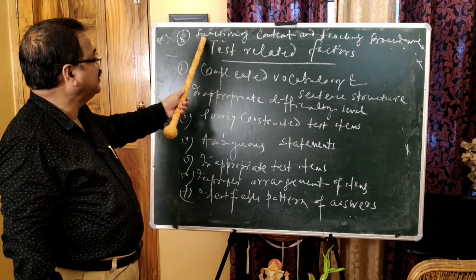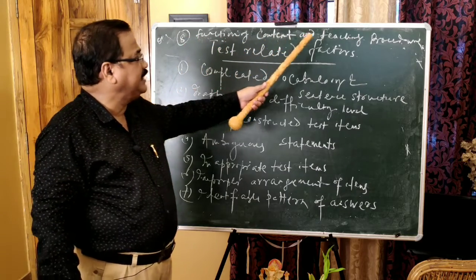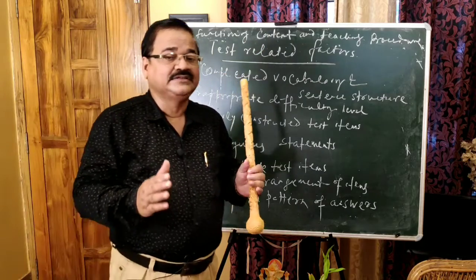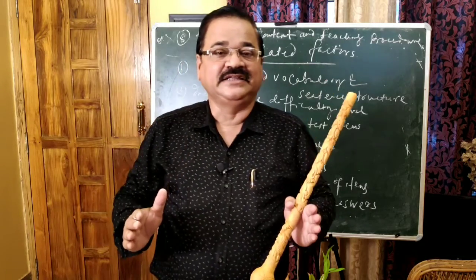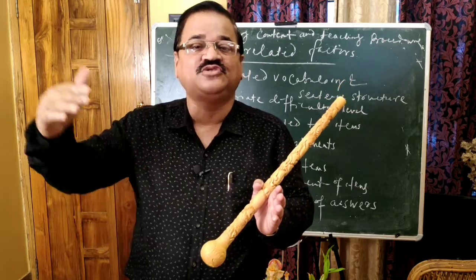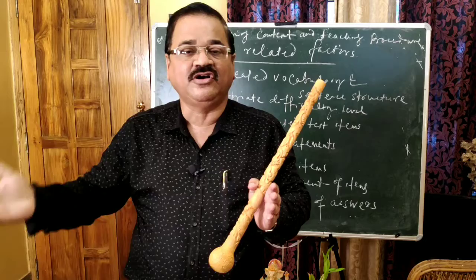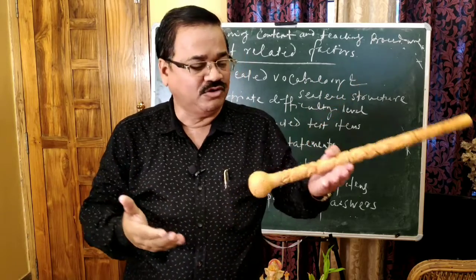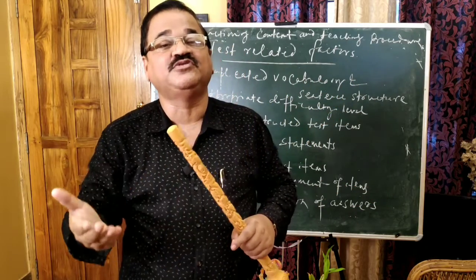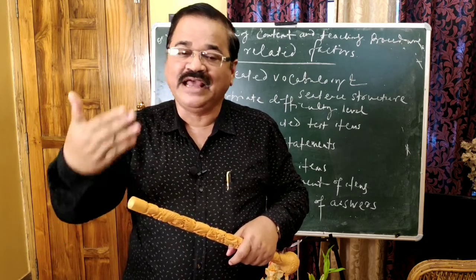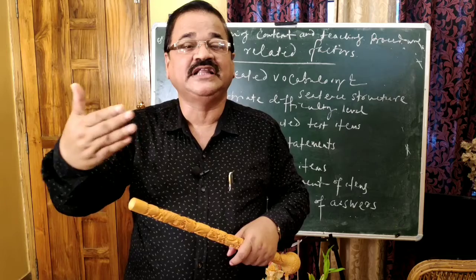Then the 8th one is functioning content and teaching procedure. Functioning content. For paper setting, your syllabus, courses of study are sent to the examiners from different universities, from different colleges. We get their courses of study. We are asked to prepare the question. So we see the course of study. What are the areas? Then we develop questions on that.